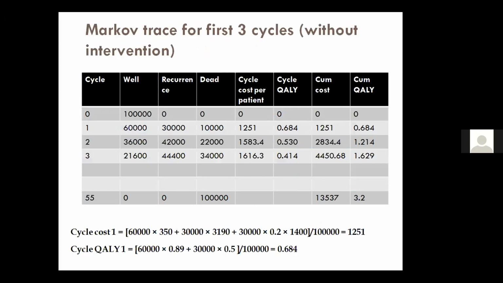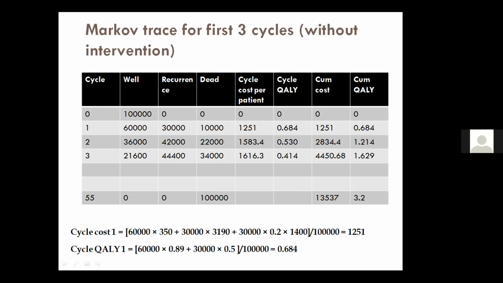And then you get this, called a Markov trace. So you get first the without-intervention story. First 3 cycles. There are 55 cycles, as I said, so this is just giving a picture of 3 cycles. In the 0 cycle, 1 lakh people are well. Nobody recurrent, nobody dead, no cost, no quality, nothing. In the second year, 60,000 people well, 30,000 went to recurrence, 10,000 went to dead.